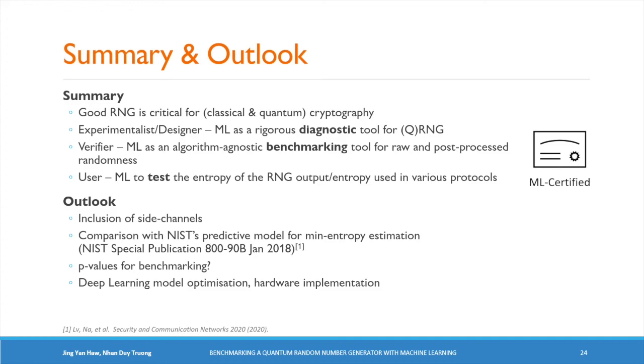As for the outlook, the cryptanalysis attack can be further strengthened by including the side channel information. We are also looking at comparing our approach with, say, the recent NIST publication on min-entropy estimation using predictive models. Forming a hypothesis test will also allow us to quantify the machine learning performance more quantitatively. In terms of implementation, we can also optimize the deep learning model for better accuracy and speed, or explore the possibility of a hardware implementation, such as an FPGA.